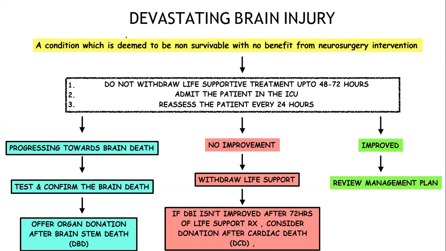And if the devastating brain injury isn't improved after 72 hours of life support, then consider organ donation after cardiac death. Okay. The third pathway of the algorithm is if the patient has a devastating brain injury and it progresses to brain death, then you will test and confirm the brain death and offer organ donation after brain death.